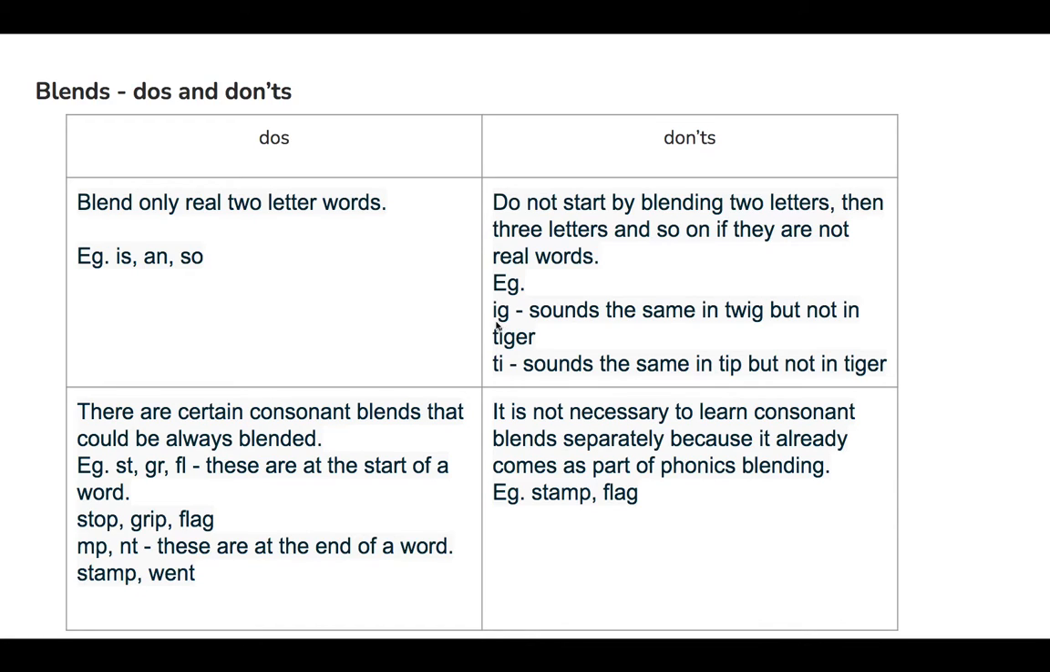The reason is because a g sounds the same in twig but not in tiger. Similarly, t sounds the same in tip but not in tiger. So it is not really necessary to learn the two-letter combinations first and then three-letter combinations. Instead, we could focus on learning tricky words or other rules of phonics in order to read better.